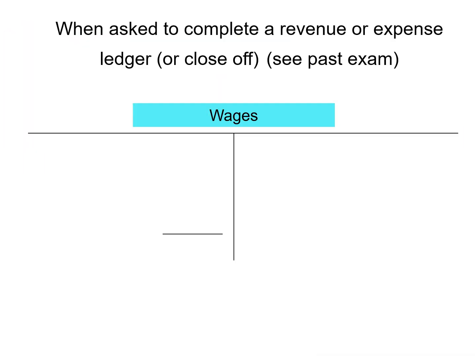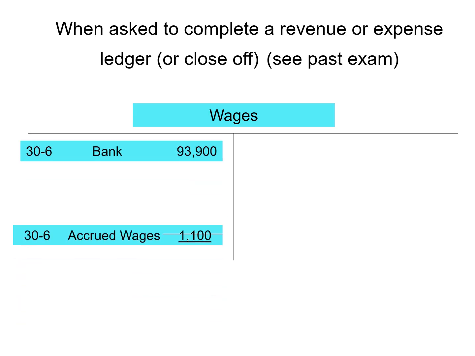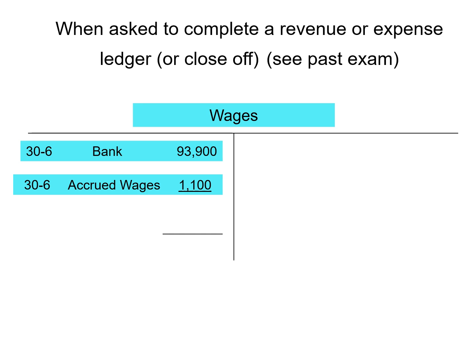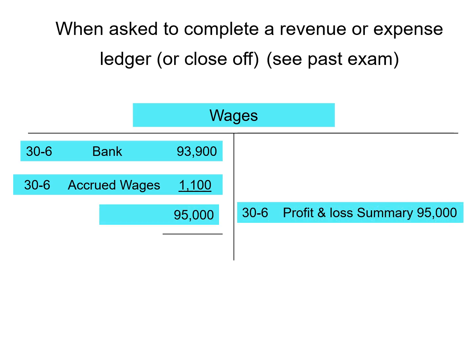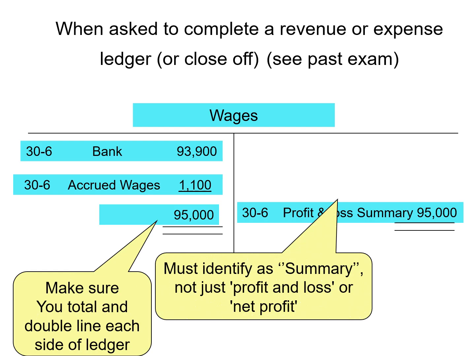So if you're ever asked to complete a revenue, expense, or even drawings ledger, this is how you go about it. You record all of your debit entries if it's an expense or a sales return, or credit entries if it's your standard revenue, total that up, and then we do a cross-reference to profit and loss summary with a matching amount. Double line it just to signify that it's been closed off. Careful with your cross-referencing. Don't just call it profit and loss. Make sure we emphasize profit and loss summary. That's the name of the other account affected.